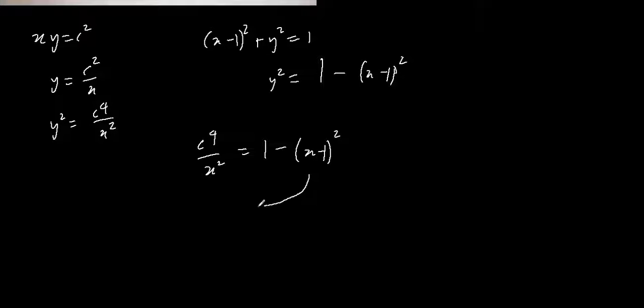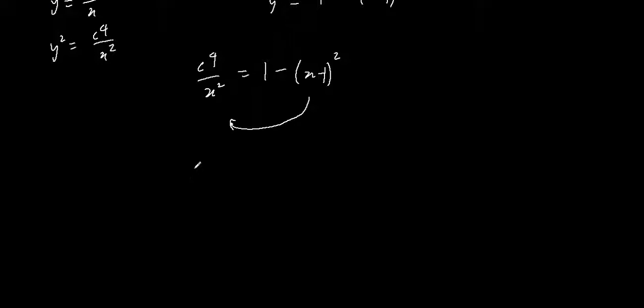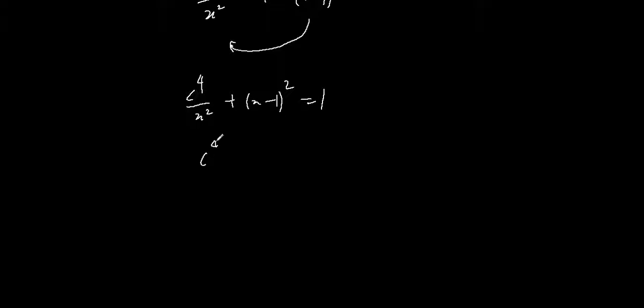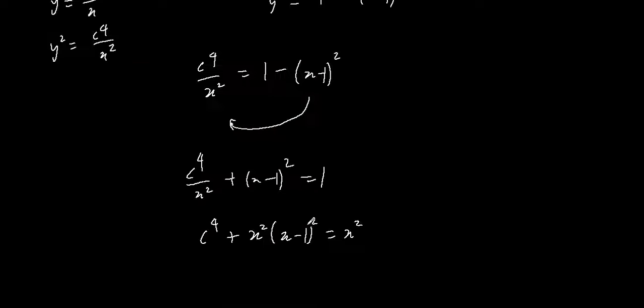I'm going to bring this over to the other side. So I'll be getting c to the 4 over x squared plus x minus 1 squared is equal to 1. Okay, there's a fraction here. I don't like fractions, so let's just get c to the 4 plus x squared times x minus 1 squared is equal to x squared, so I'm multiplying everything by x squared, by the way. Well, what do we have here? The exact same thing. Haha, exact.